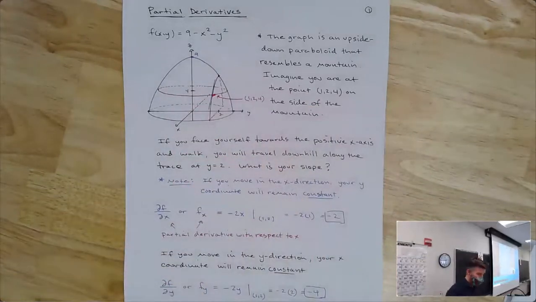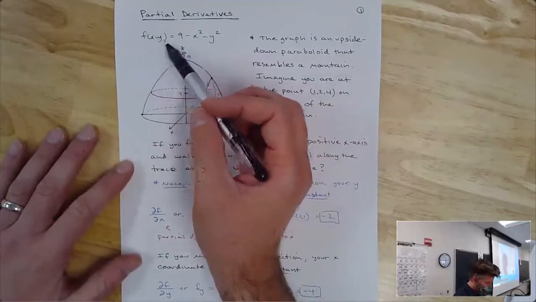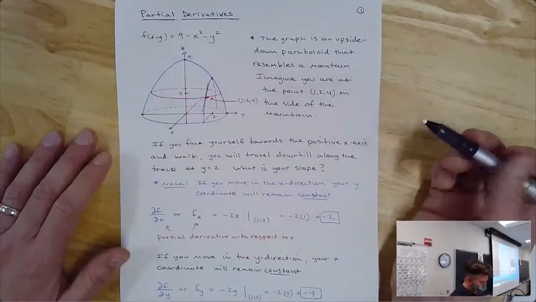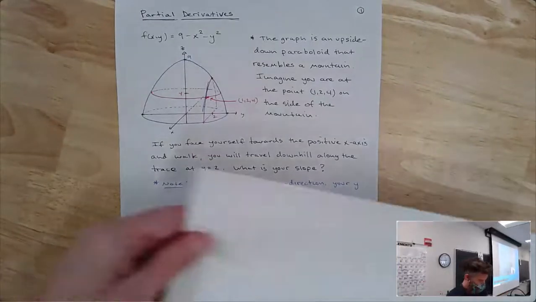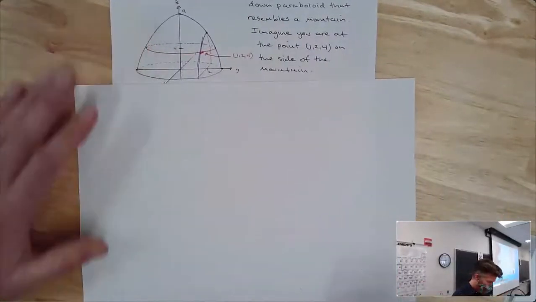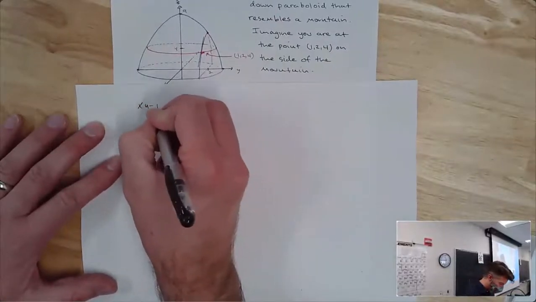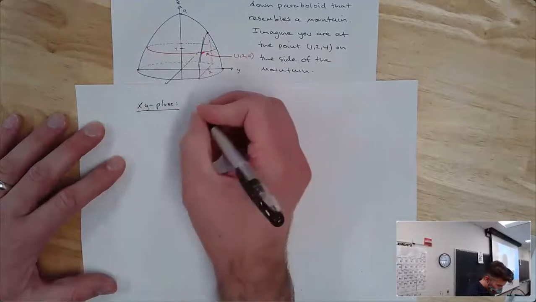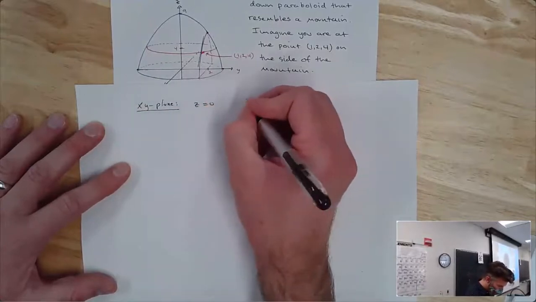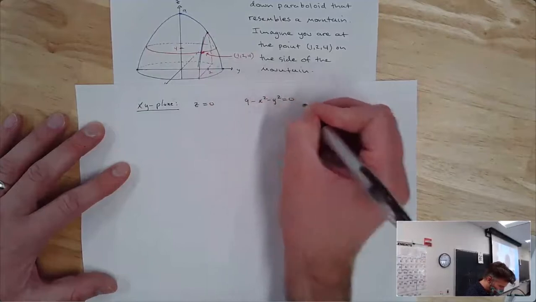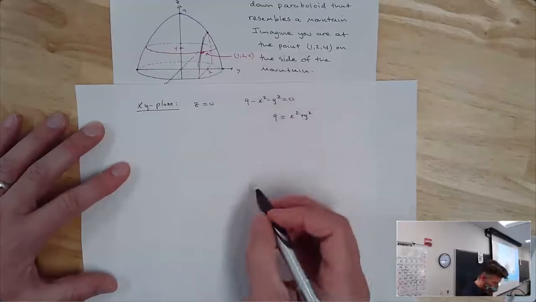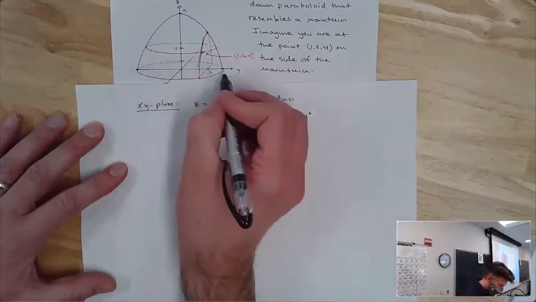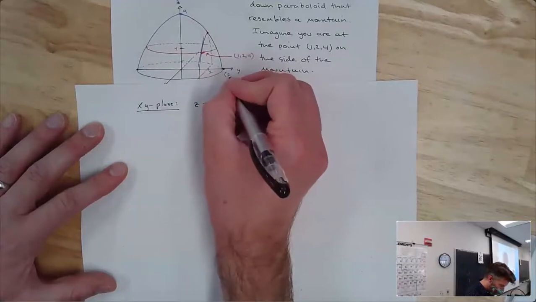So that's all right. So here's the function. F of xy is 9 minus x squared minus y squared. And if you graph it, we could find the traces. The traces in the 3 different systems would be, in the xy plane, where z is equal to 0, we would get 9 minus x squared minus y squared equal to 0, which gives us x squared plus y squared equal to 9. We get that circle right there. That's our trace in the xy plane.